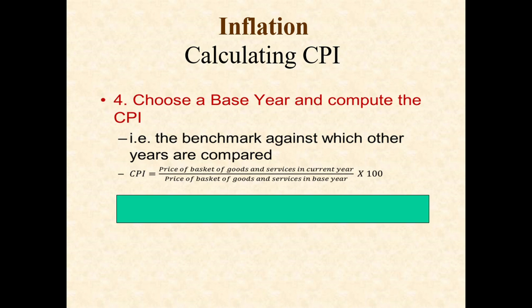The last thing to do is to choose a base year and compute the CPI. A base year is a benchmark against which other years are compared. So normally it is a year in which prices were stable. That is very essential in calculating the CPI. So now there's a formula for the CPI. The CPI is the price of the basket of goods and services in the current year divided by the price of the basket of goods and services in the base year, times 100. That is the calculation of the CPI.